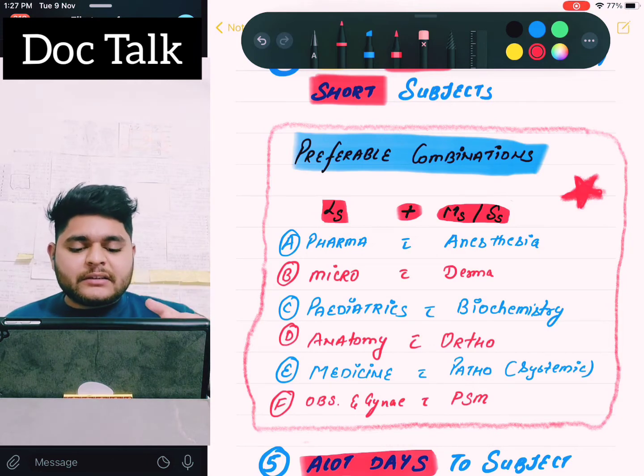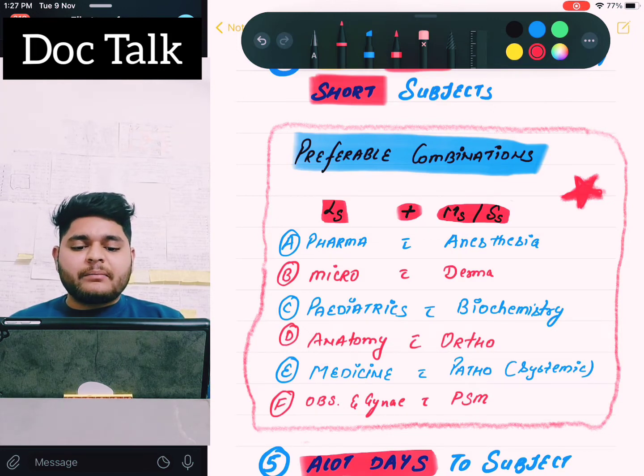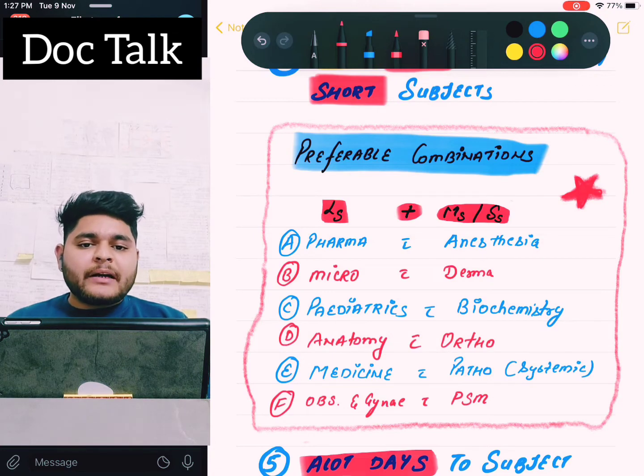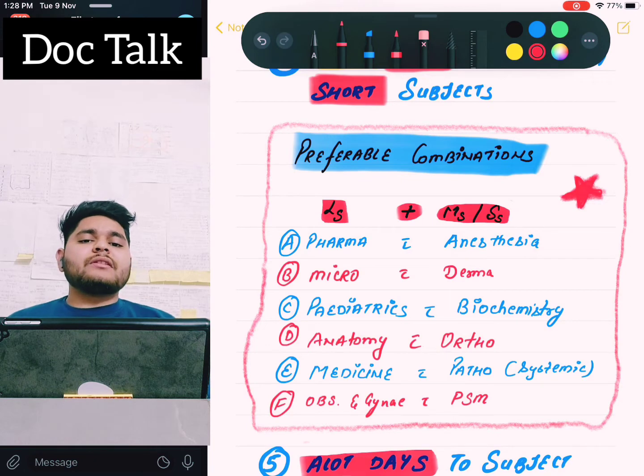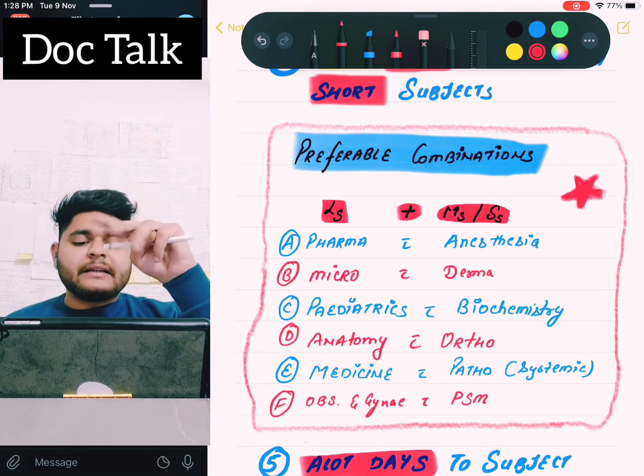Pediatrics and biochemistry is the third preferable combination. Now why pediatrics, why biochemistry? Now if you cover biochemistry, you will see a lot of inborn errors of metabolism which are basically seen in pediatrics. So if you study pediatrics, you will see inborn errors of metabolism, then you go to biochemistry and you will know why they are inborn errors of metabolism, because you will find the causes there. Okay, the defects basically, not the causes of why it happened, but the reasons, the mechanism, basically why there is an error in the metabolism. Okay, so that's the third thing, pediatrics with biochemistry.